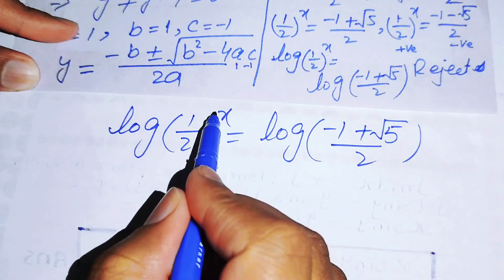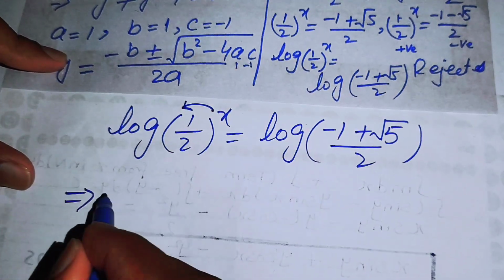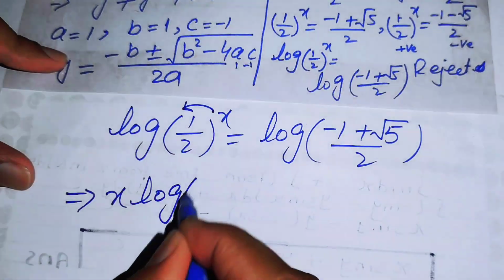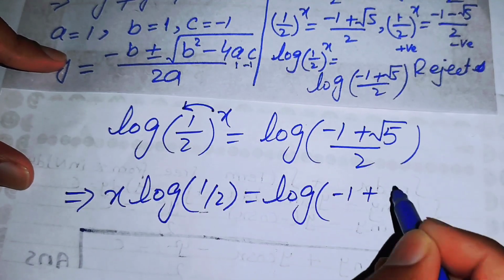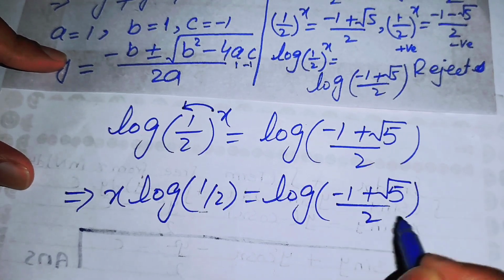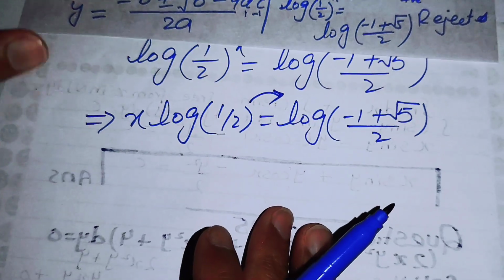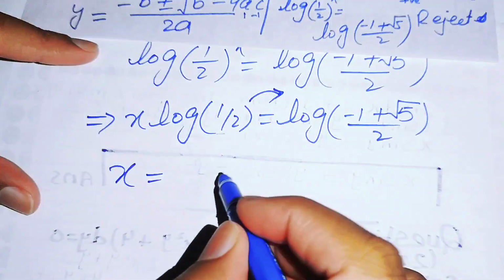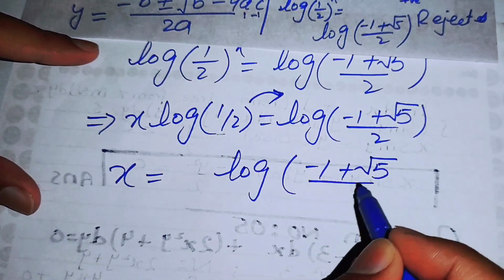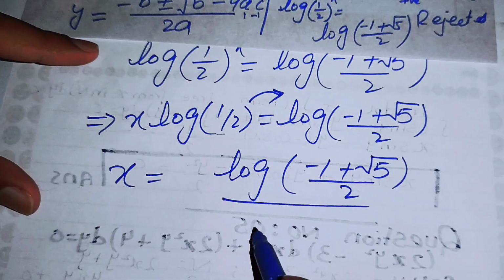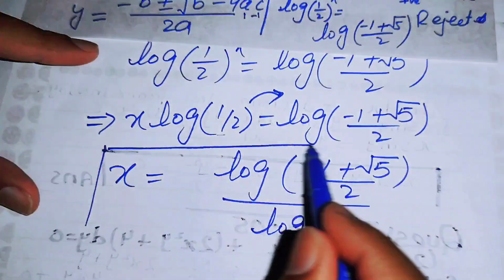And here, according to the property of log, this exponent is moved to the front of the log, and it becomes x times log 1 over 2 is equal to log of minus 1 plus square root 5 over 2. And after that, we can move this logarithmic term to the right hand side, and it becomes x is equal to log of minus 1 plus square root 5 over 2 whole over log of 1 over 2. And this is our final answer.